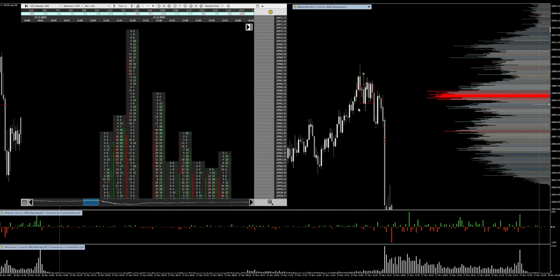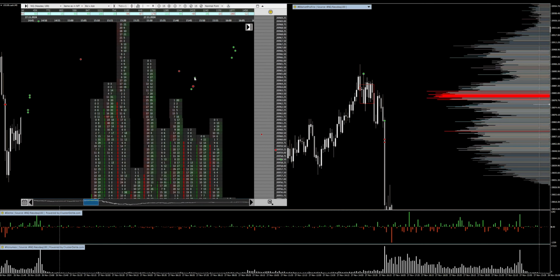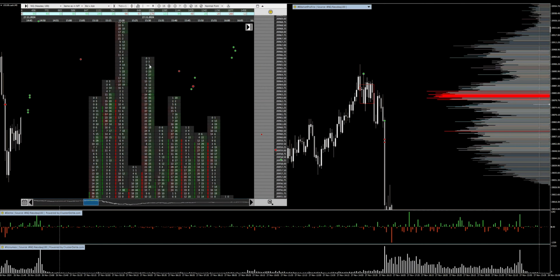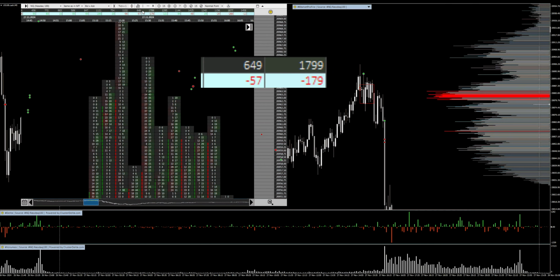Okay, so we saw the imbalances here at the top. Now let's check the candle. Are we having stacked imbalances? 0, 0, 1, 0, 3, 0, 2, 0, 15, 0, 23. We definitely have stacked imbalances here, pretty strong as well. We got this in like 5 clusters. That's pretty good. We also have quite the volume increase. It's going from 650 to 1800. That's quite the volume increase.